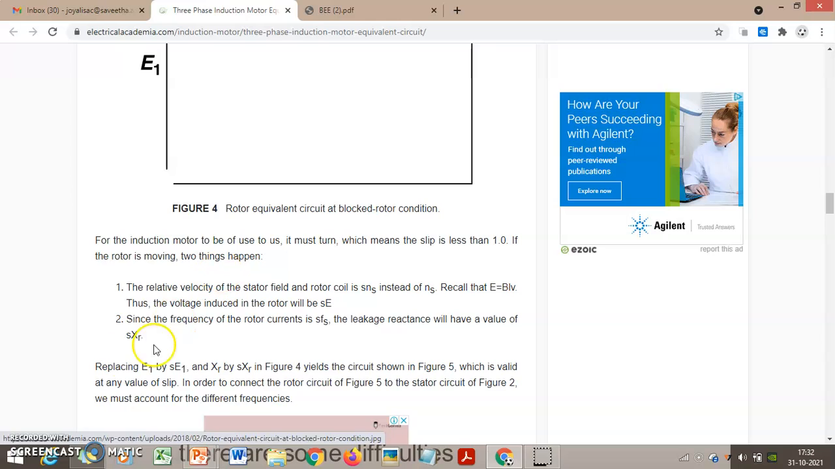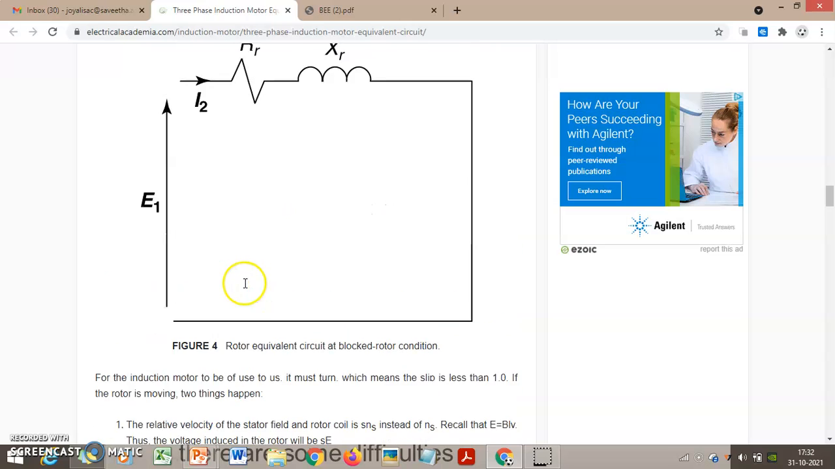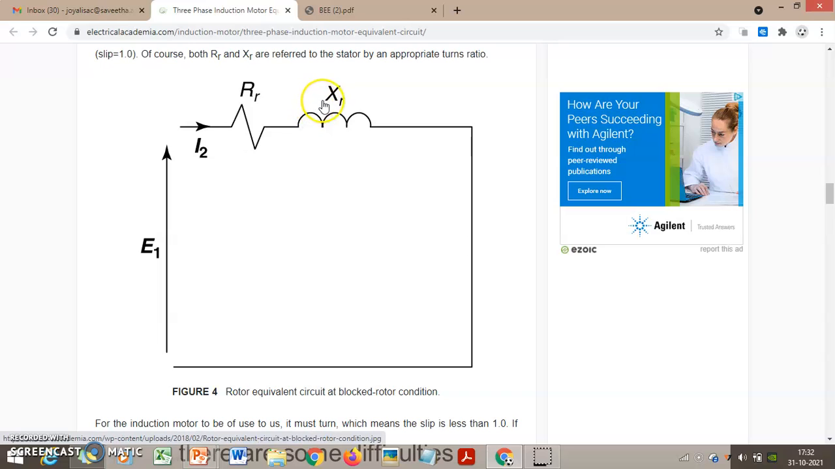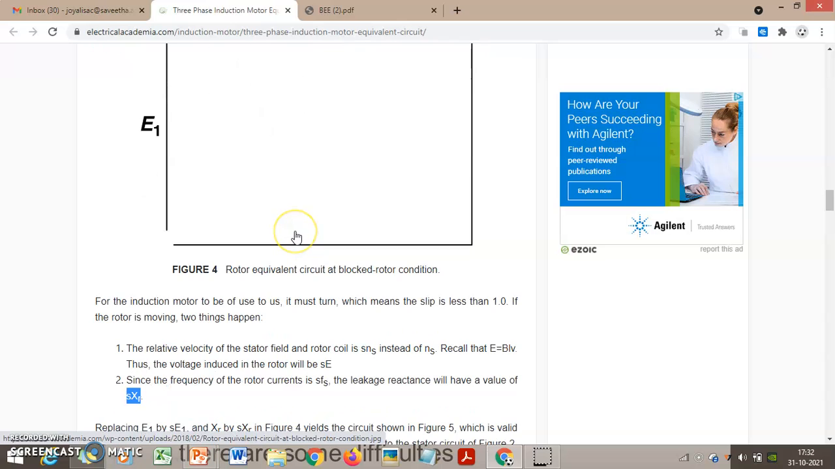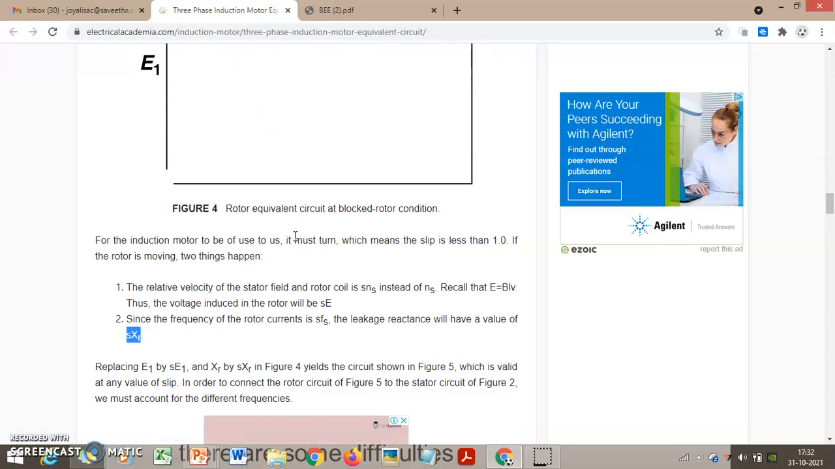Instead, it will be taken as S into XR. When this rotor starts rotating, the frequency changes, so we have to include the slip inside everything. The slip will change XR and the slip will change E also, but the slip will not change resistance, because resistance in any circuit is constant. It won't change according to the speed of the motor or the slip or anything. Only the E and XR, the reactance, are changed.